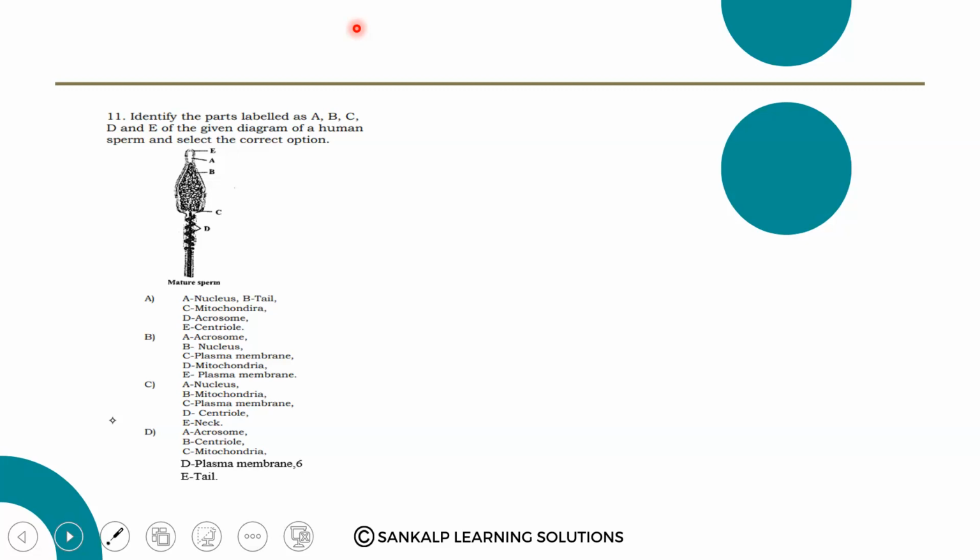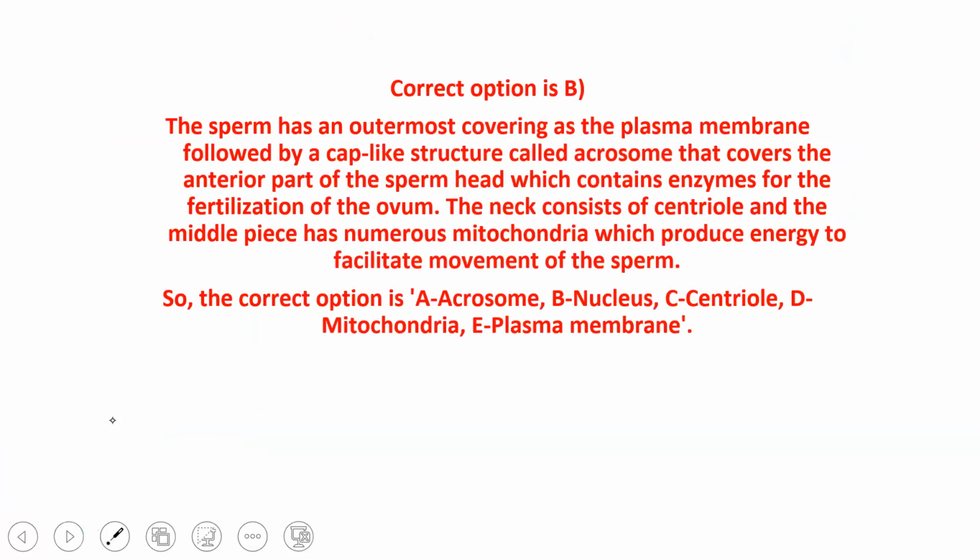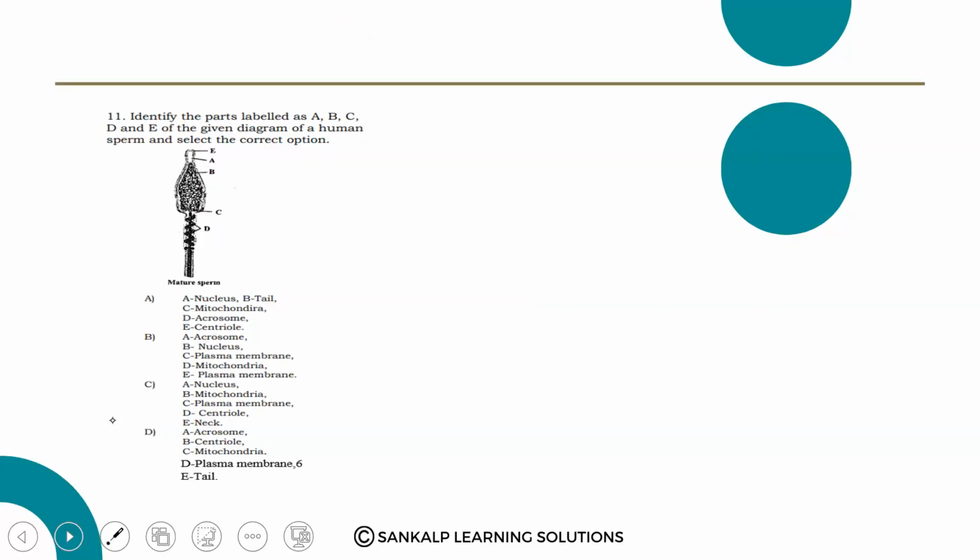Okay. So the right answer is, when you see option B, A is acrosome, B is nucleus, C is plasma membrane, they said. Then D is mitochondria, again E is plasma membrane, they said. So the right answer is here option B.